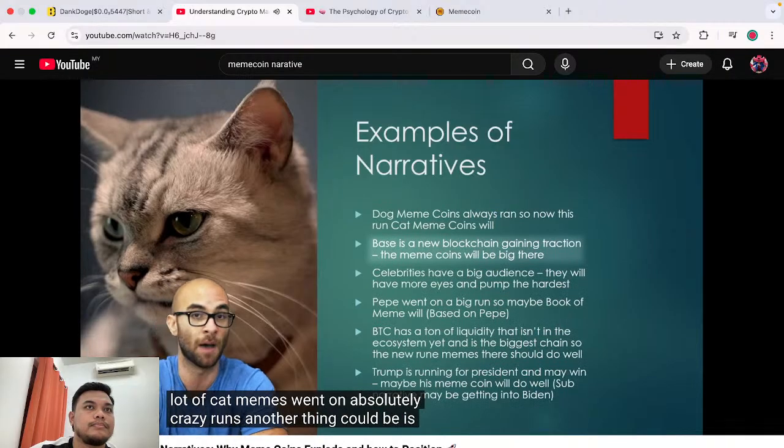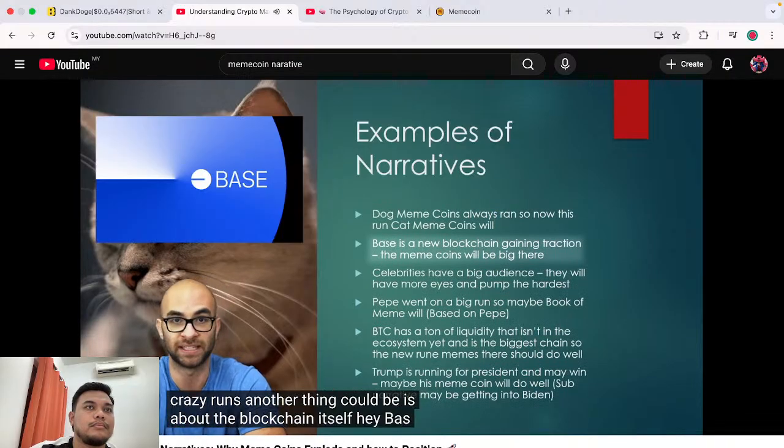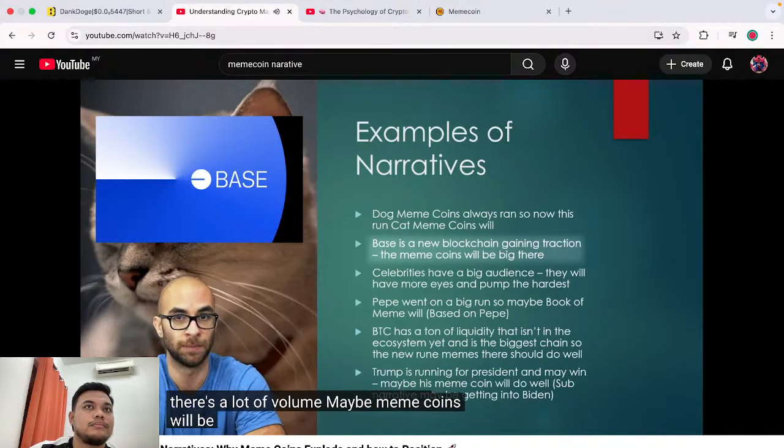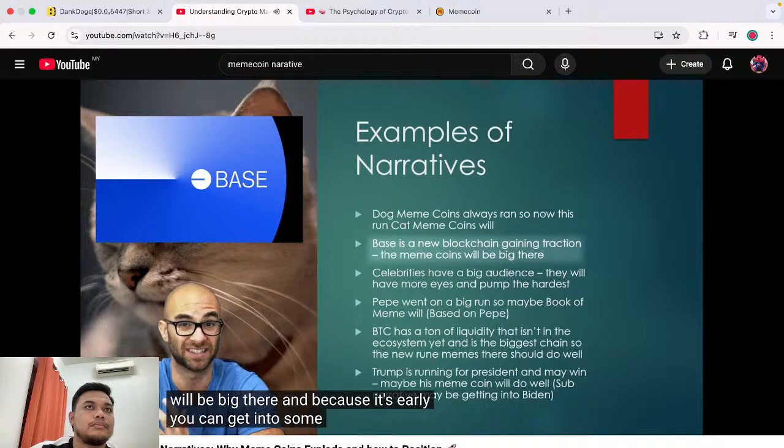Another thing could be the blockchain itself. Hey, Base is from Coinbase. There's a lot of traction. There's a lot of volume. Maybe meme coins will be big there. And because it's early, you can get into some of the top ones now.